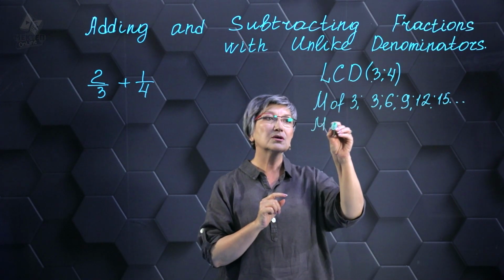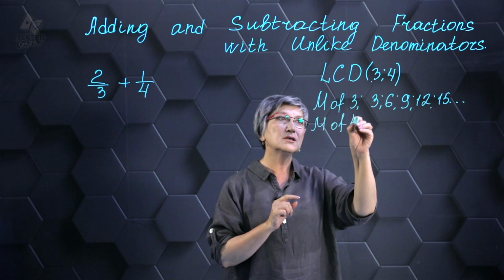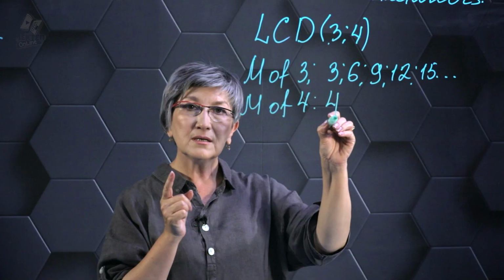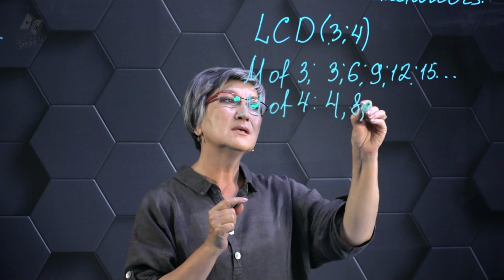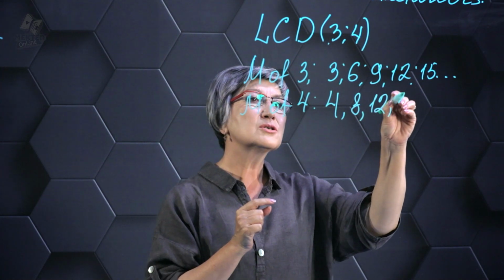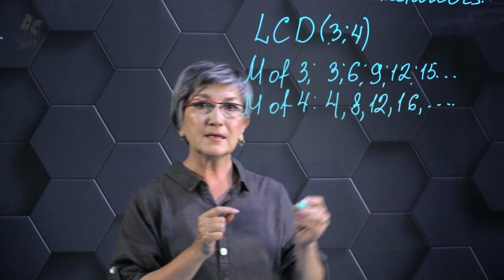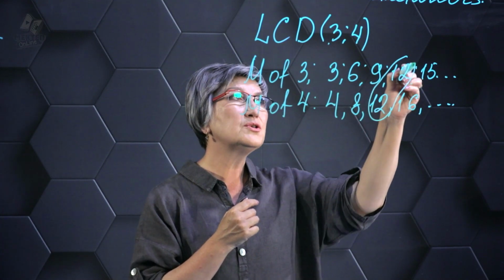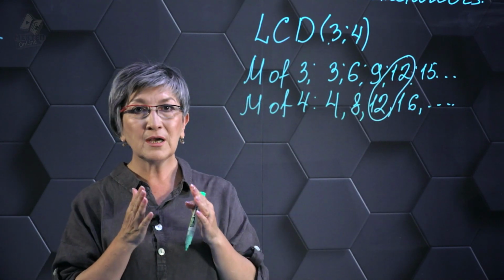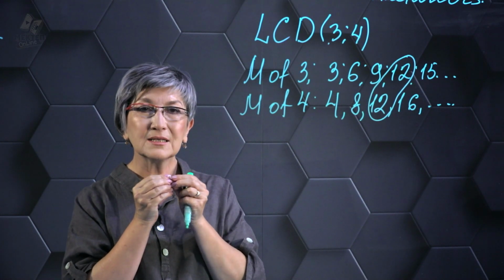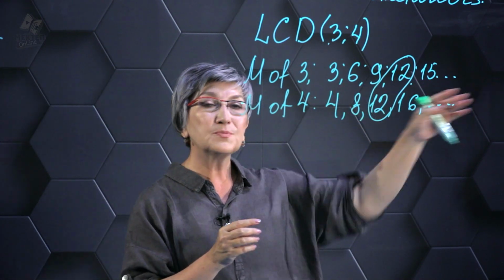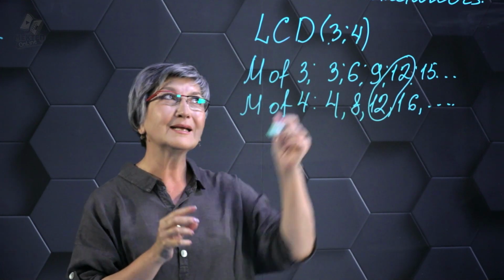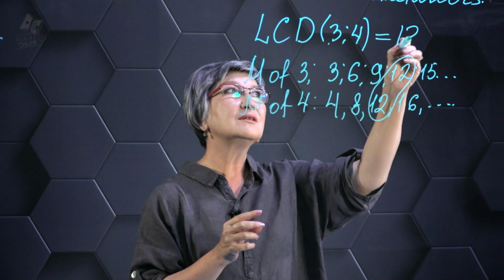Then I write the multiples of the number 4. The sequence is as follows: 4, 8, 12 and 16, and so forth. And what did we witness? We have one thing in common, a shared number. Certainly it is not the only one, but it is the smallest. If I continue, I will still find some common numbers, but I require the smallest one. So that is going to be 12.